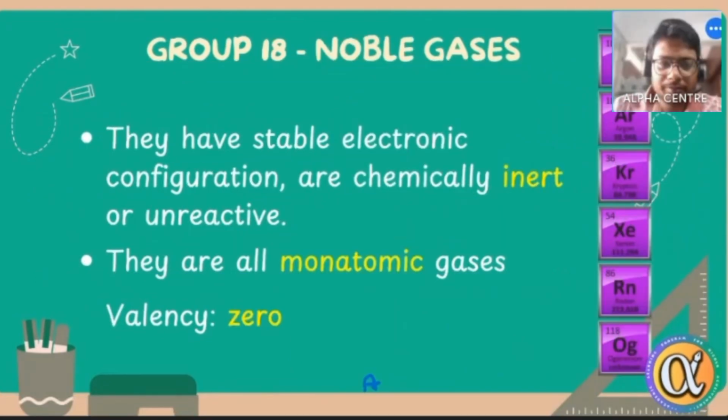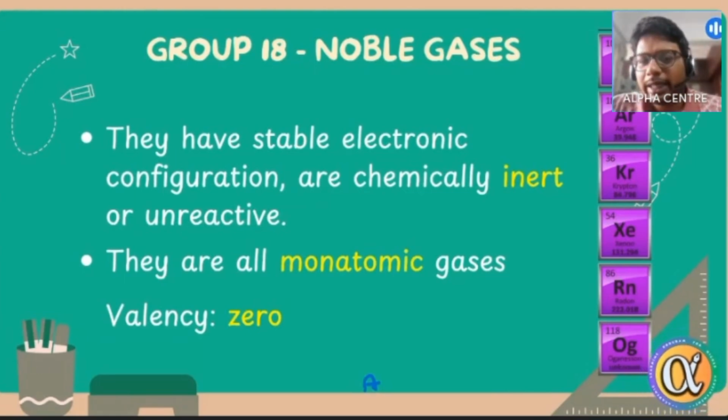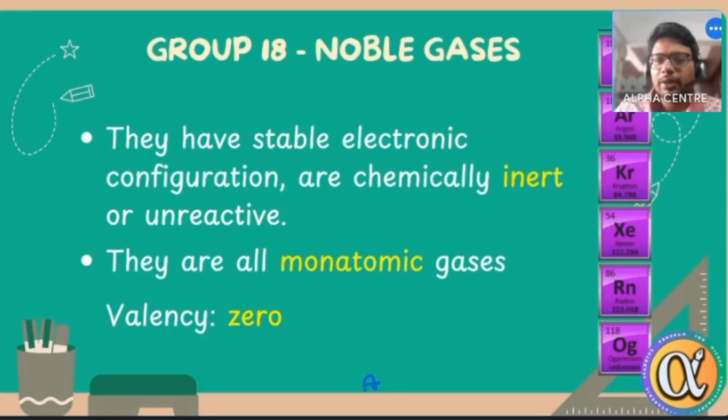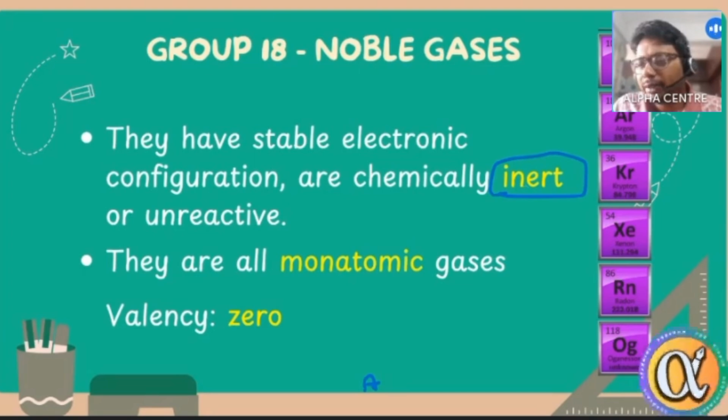The last group, again a very important group, is the group of noble gases. Noble gases have stable electronic configuration and they're chemically inert and unreactive. They're all monoatomic gases and their valency is zero. So briefly, they are inert. Why are they called inert? Because they don't react with anything. They always like to stay alone.